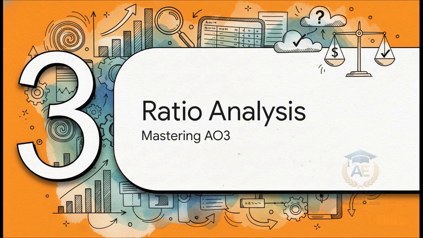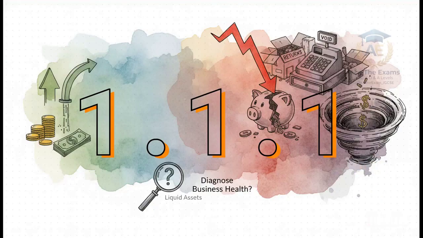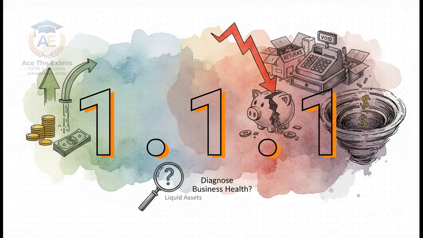Section 3. Ratio Analysis and Evaluation. Mastering Assessment Objective 3. All right, now we transition from merely calculating numbers into actually interpreting them. And this is exactly what Assessment Objective 3, or AO3, demands for that A-star response. Let's look at liquidity ratios.